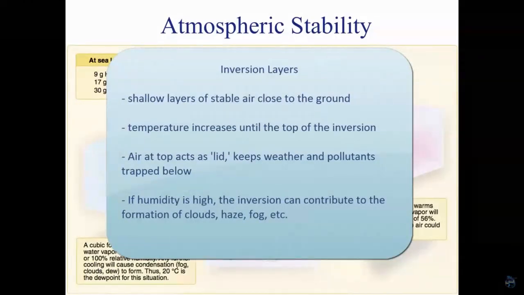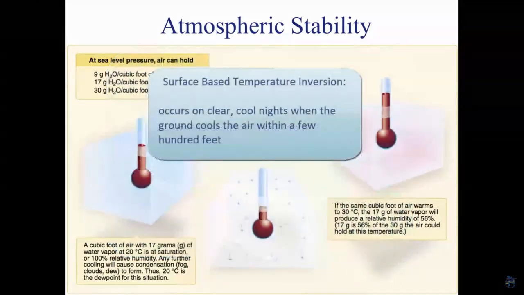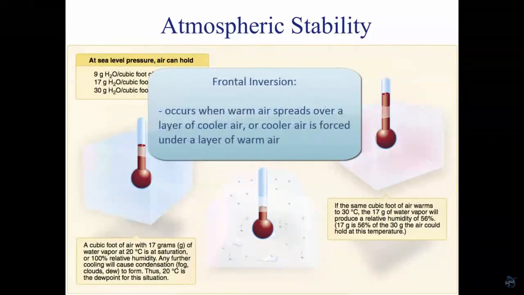If the relative humidity of the air is high, it can contribute to the formation of clouds, fog, haze, or smoke, resulting in diminished visibility in the inversion layer. Surface-based temperature inversions occur on clear, cool nights, when the air close to the ground is cooled by the lowering temperature of the ground. The air within a few hundred feet of the surface becomes cooler than the air above it. Frontal inversions occur when warm air spreads over a layer of cooler air, or cooler air is forced under a layer of warmer air.